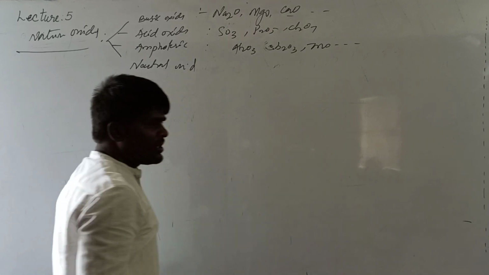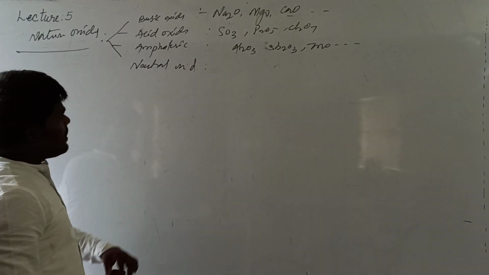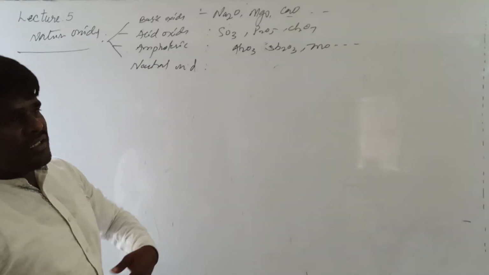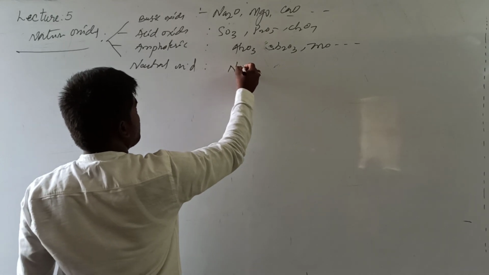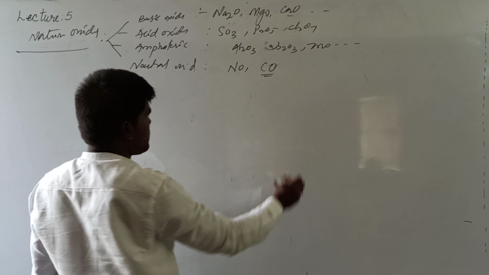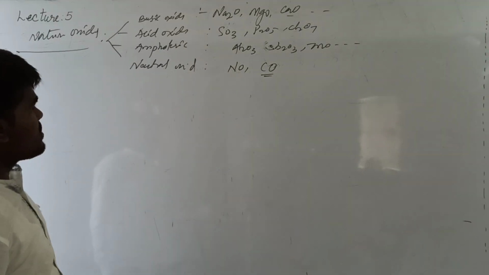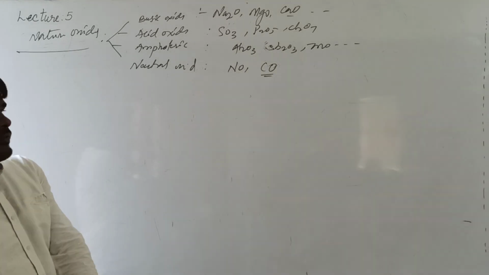are the oxides which can exhibit both acidic nature as well as basic nature. Neutral oxides are the oxides which exhibit neither acidic nature nor basic nature. They will be neutral. The examples of these are nitric oxide as well as carbon monoxide. These are neutral oxides.